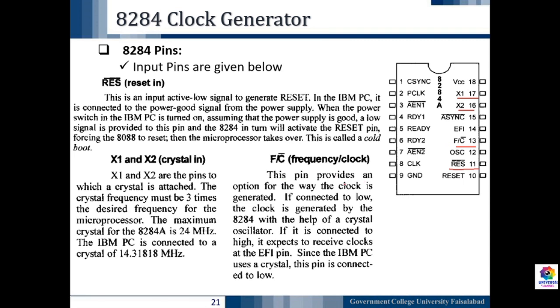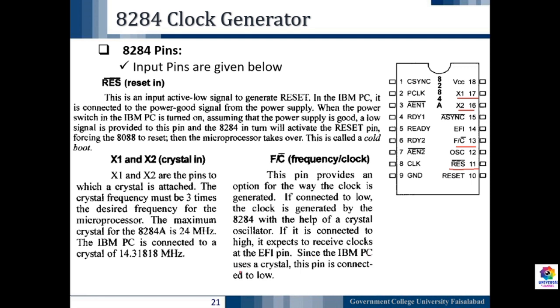So this pin provides an option for the way the clock is generated. If connected to low, the clock is generated by the 8284 with the help of a crystal oscillator, and if it is connected to high, it expects to receive the clock at the EFI, or external frequency input, pin.